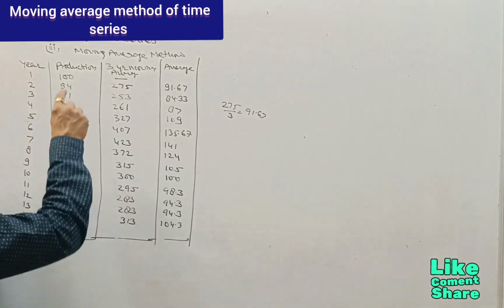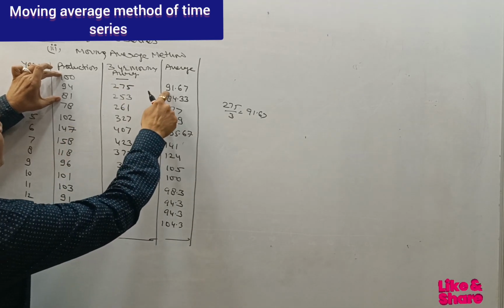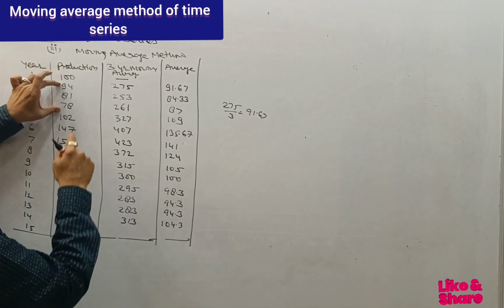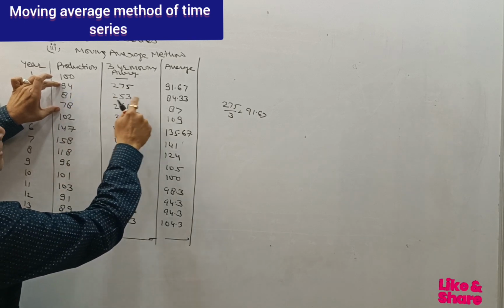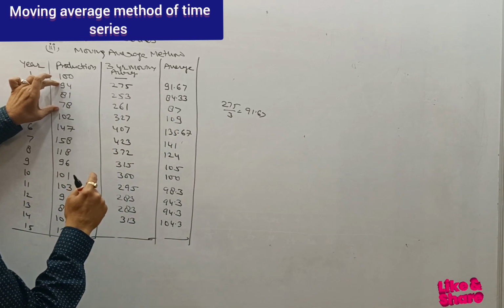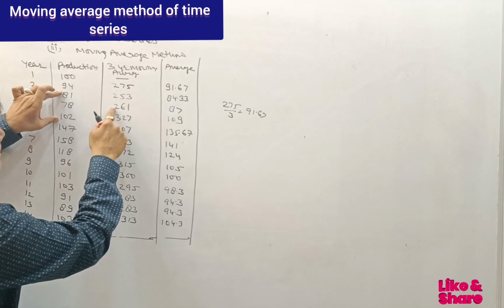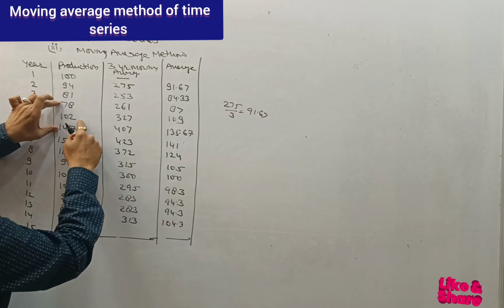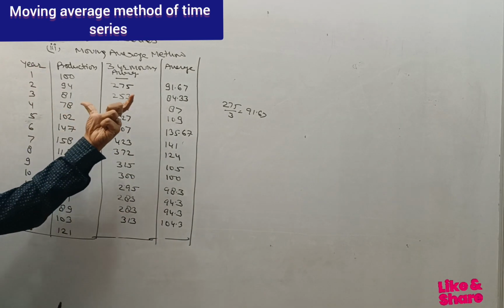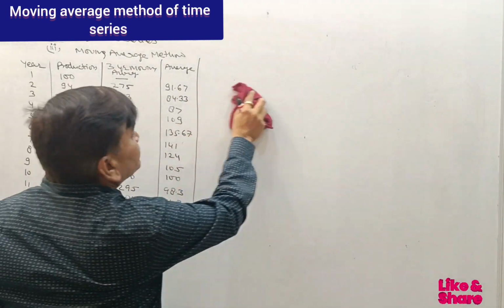So what I have done, firstly I add these three, 275 divided by 3, then leaving 100. Again adding 94 plus 81 plus 78, 253 divided by 3, then leaving 94. 81 plus 78 plus 102, addition 261 divided by 3, then leaving 81. Similarly we get the curve, that is called moving average. So it's a moving average, so it's a trend value.